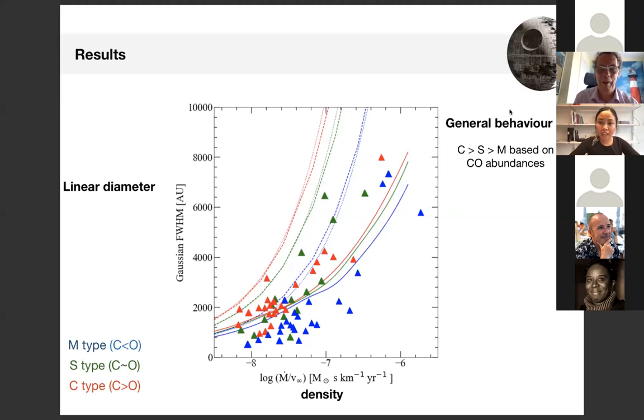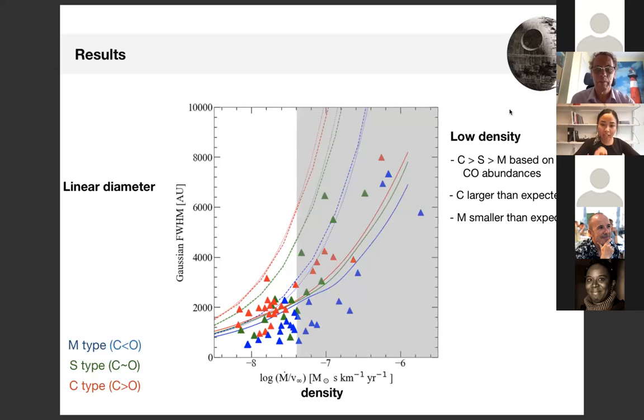As you can see, the general behavior here is that from the models, C-type stars are expected to be larger than the S-type stars, which are expected to be larger than the M-type stars. If you look first at the low density side of the plot, our data roughly agrees with that sequence in size, but we do notice that the C-type stars are larger than expected. So they are a bit above the solid lines, and the M-type stars fall below the solid line in blue.